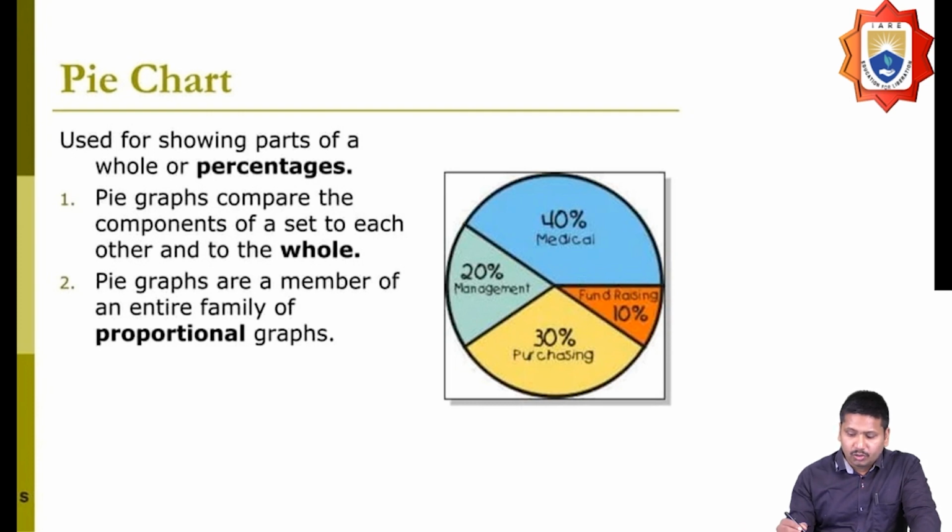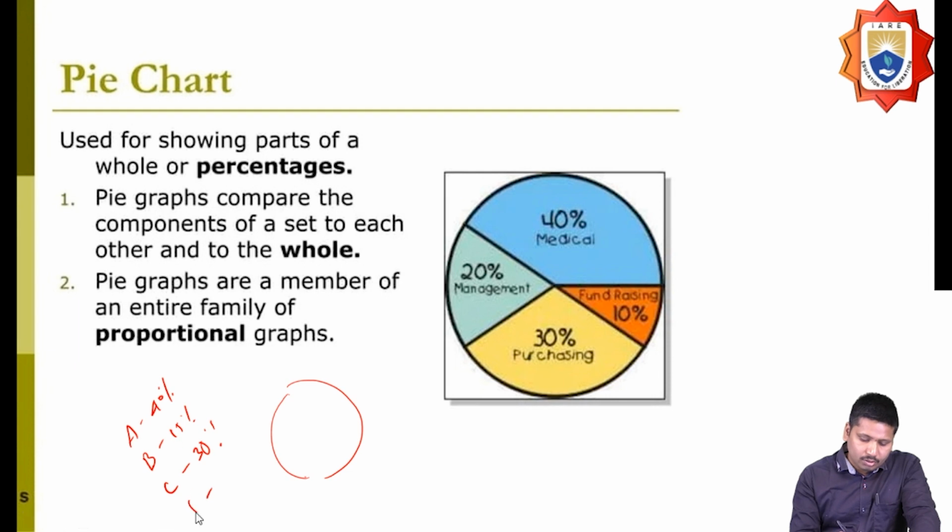To construct a pie chart, we make use of a circle, and for each and every parameter we take out its percentage. Suppose parameter A takes 40%, B takes 15%, C is 30%, and D is also 30%, so it should match 100% of the data. Use a protractor and try to construct this.